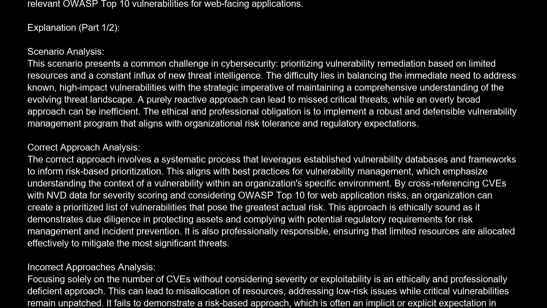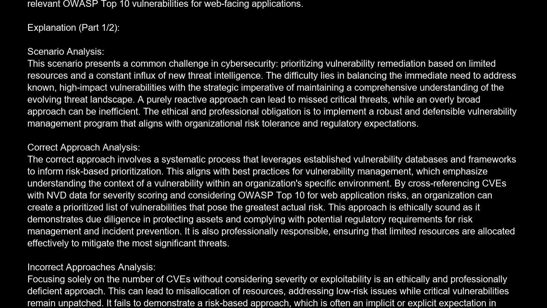Correct approach analysis. The correct approach involves a systematic process that leverages established vulnerability databases and frameworks to inform risk-based prioritization. This aligns with best practices for vulnerability management, which emphasize understanding the context of a vulnerability within an organization's specific environment. By cross-referencing CVEs with NVD data for severity scoring and considering OWASP Top 10 for web application risks, an organization can create a prioritized list of vulnerabilities that pose the greatest actual risk.